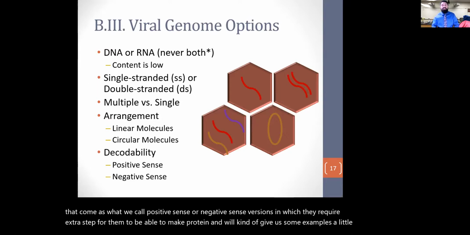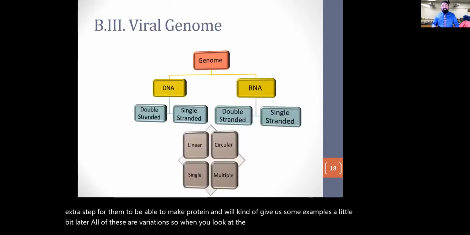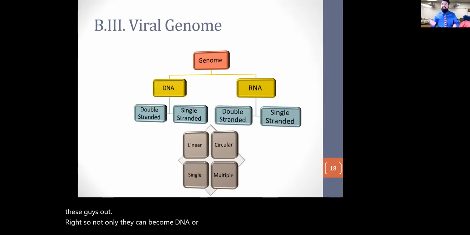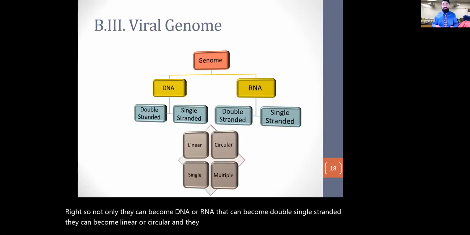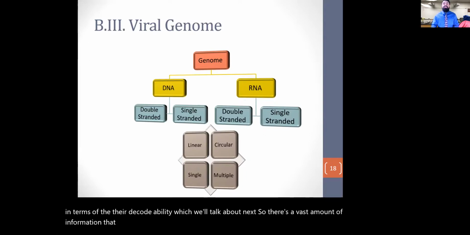All of these are variations. So when you look at the bigger picture, you'll notice that there's this huge amount of classification that exists in terms of how we sort these guys out, right? Not only can they be DNA or RNA, they can be double or single-stranded, linear or circular, and they can come in multiples of single pieces, but also in terms of their decodability, which we'll talk about next. So there's a vast amount of information available on just trying to sort out most of these viruses.